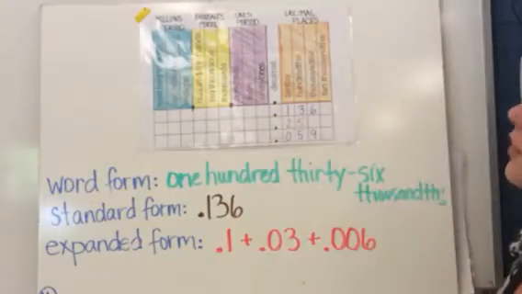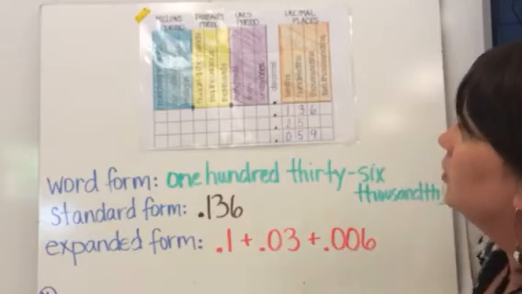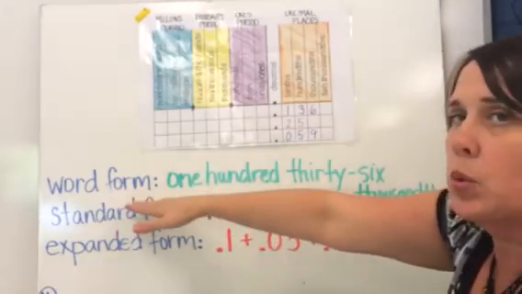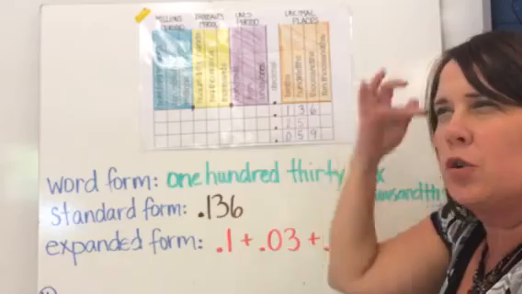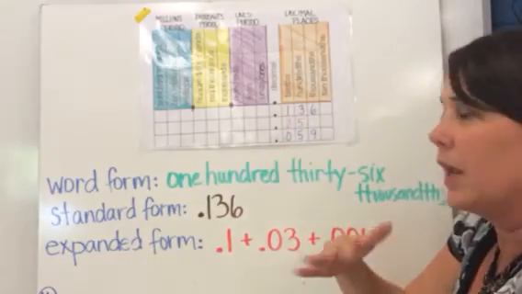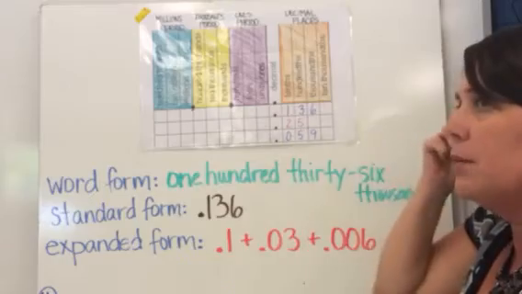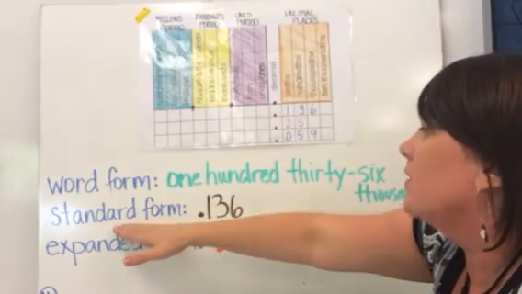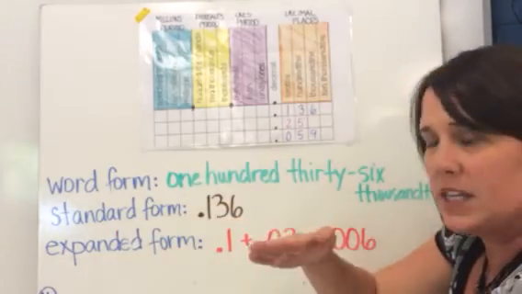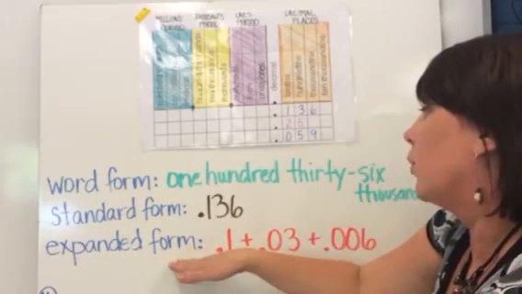Okay, now we have three different forms that we talk about with decimals. We have word form. Being able to read it properly is really important, because if you can read it properly, you can write it properly. And we use this to write fractions later on too, so reading it properly is very important. Then we have standard form, which is just your basic form, and then we have expanded form.